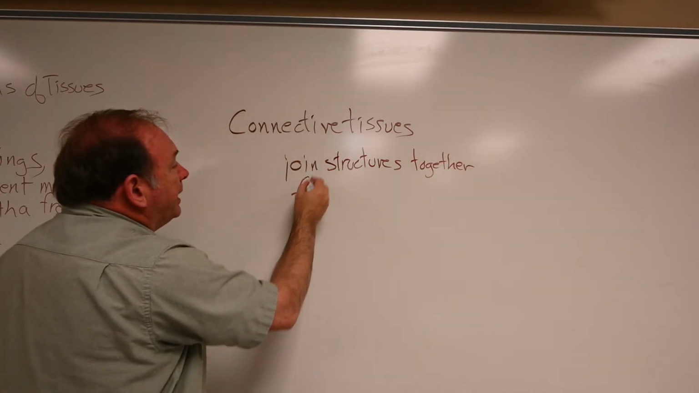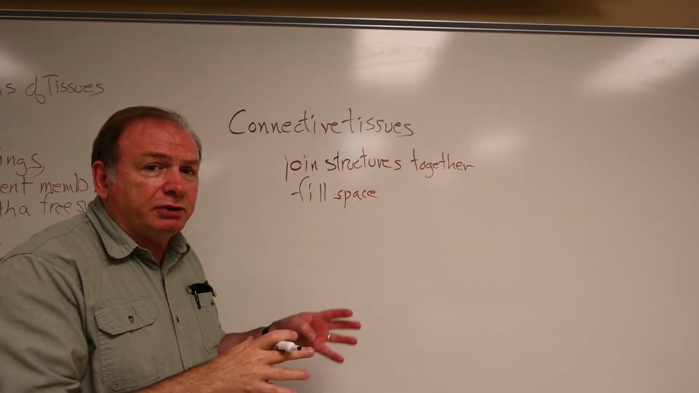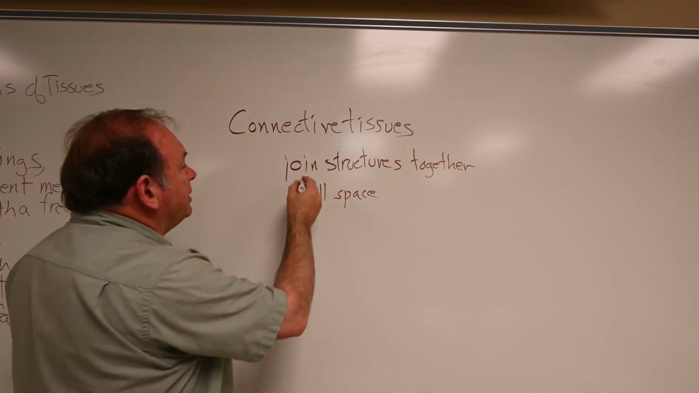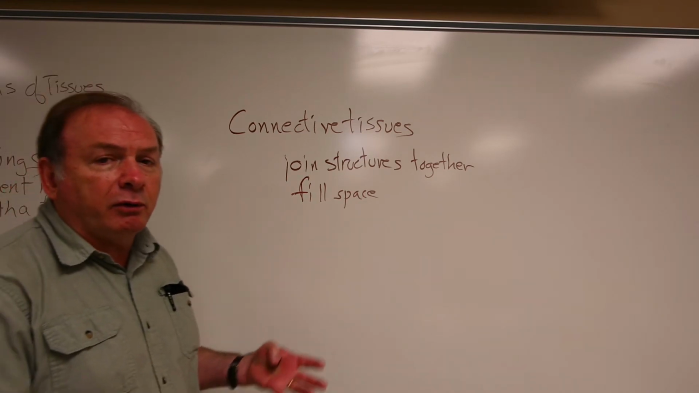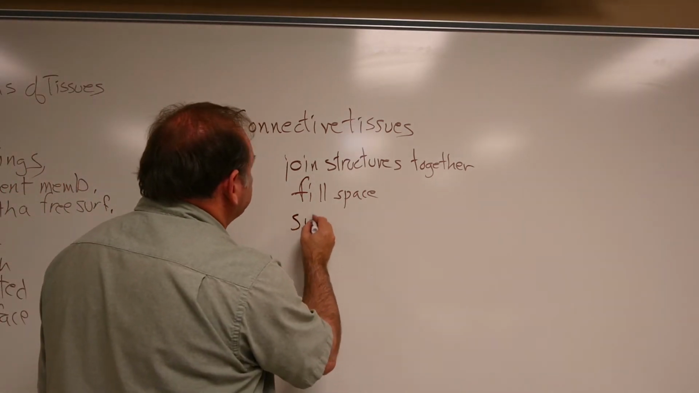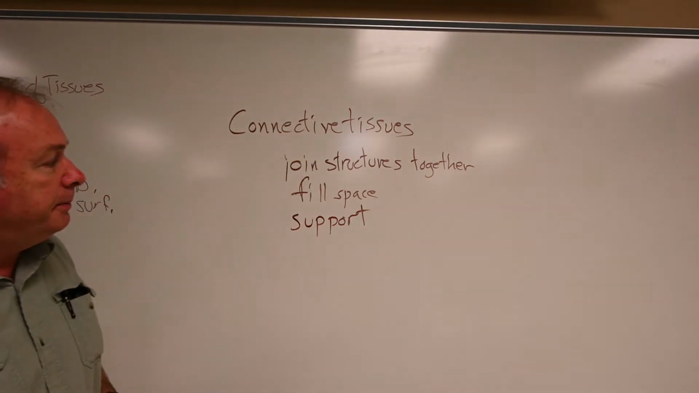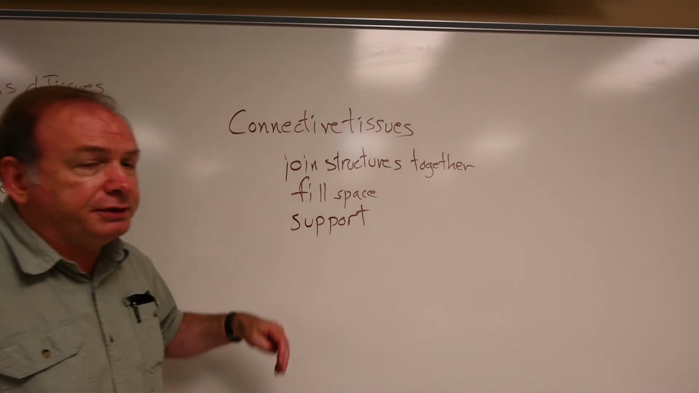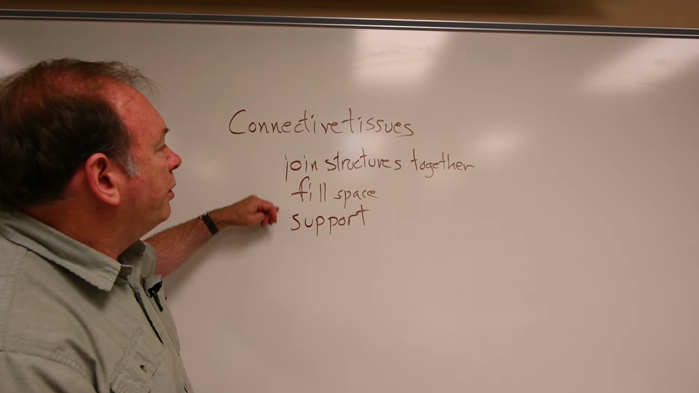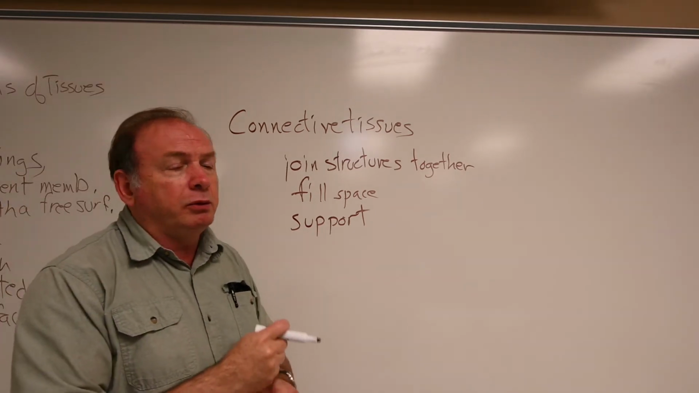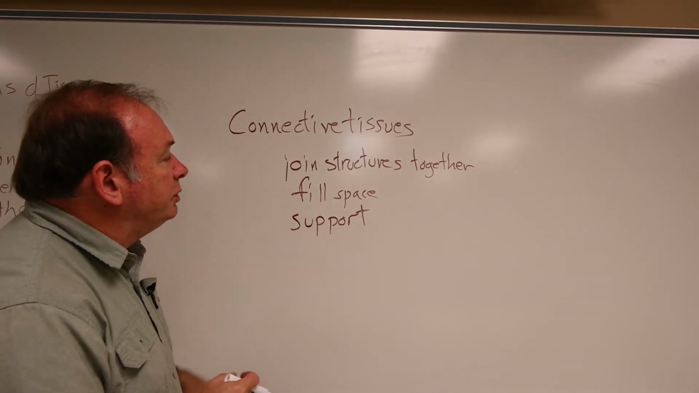Sometimes they simply fill space. Between structures, they just take up the space in there, so they can be just space fillers, and sometimes they give an overall support or shape to a structure or organ. Very important, of course, in your skeletal system and cartilages and so forth. We have that support mechanism in there, joining bone to muscle. We need that strong support in there. So anyway, these are connective tissues.